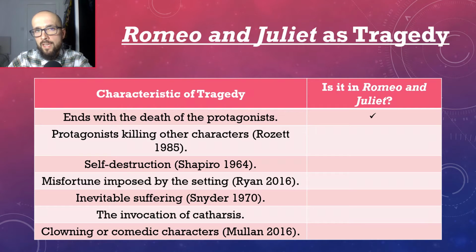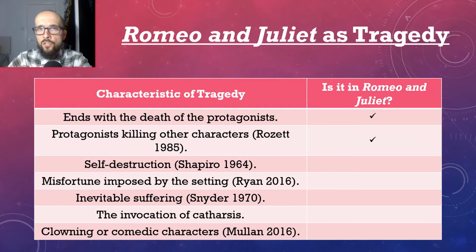Does Romeo and Juliet fulfill the characteristic that Martha Tuck Rozett identified, that its protagonists kill other characters? I would say so, yes, because Romeo kills Tybalt. Now this killing is made all the more tragic, I would argue, because Romeo does not necessarily intend to kill Tybalt. It's something that sort of happens in the heat of the moment. And it's even more tragic because Tybalt is his family member, following Romeo's secret marriage to Juliet.